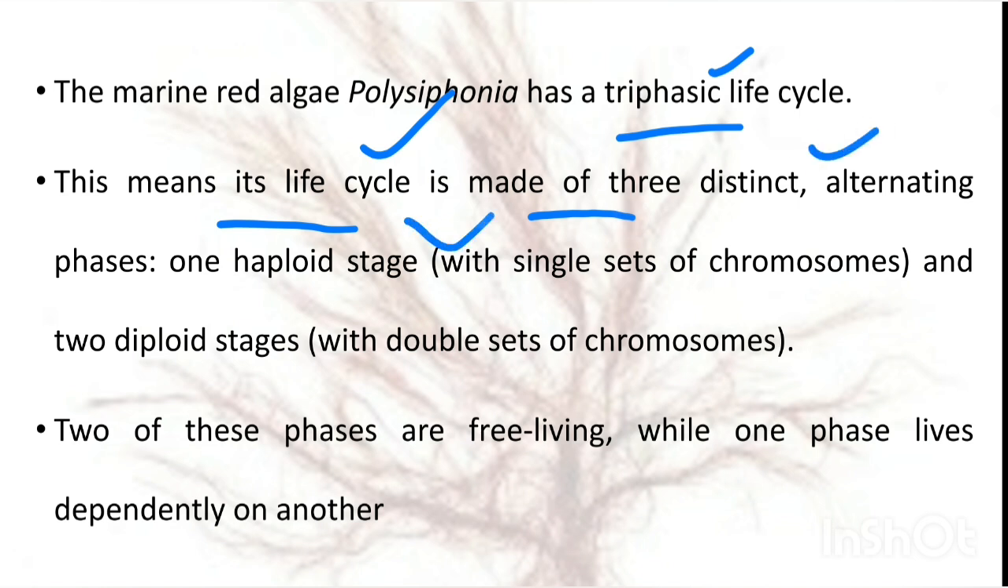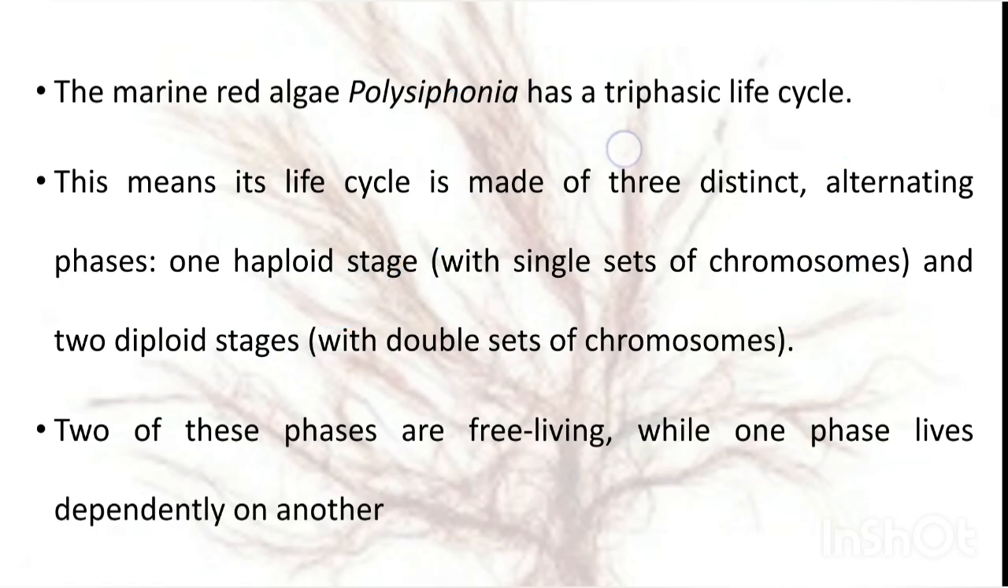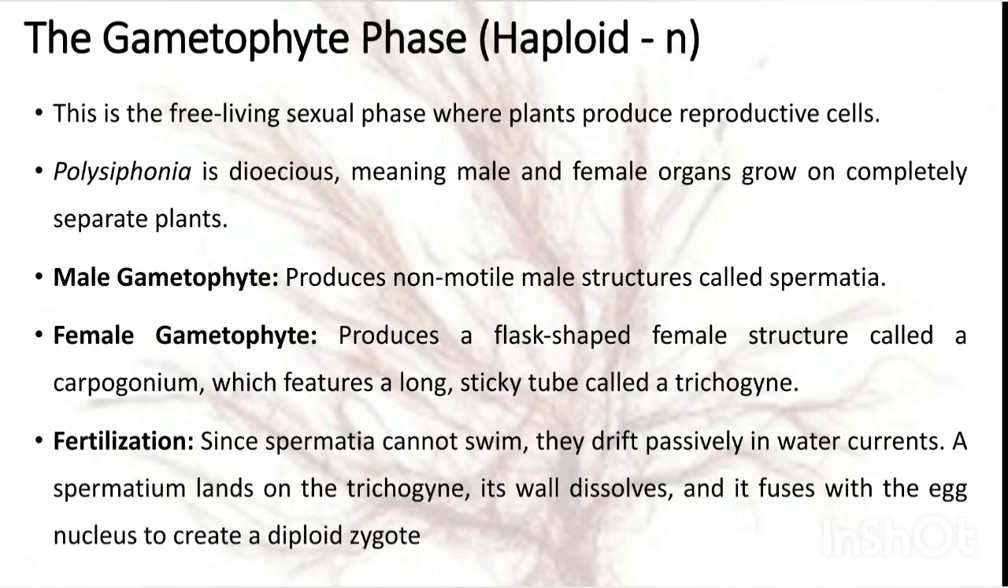At first, haploid stage with single set of chromosome and two diploid stages with double sets of chromosomes. Next, two of these phases are free living while one phase lives dependently on another. So two phases are free living, one is dependent on another. Next, at first the gametophytic phase. This is free living sexual phase where the plant produce reproductive cells.